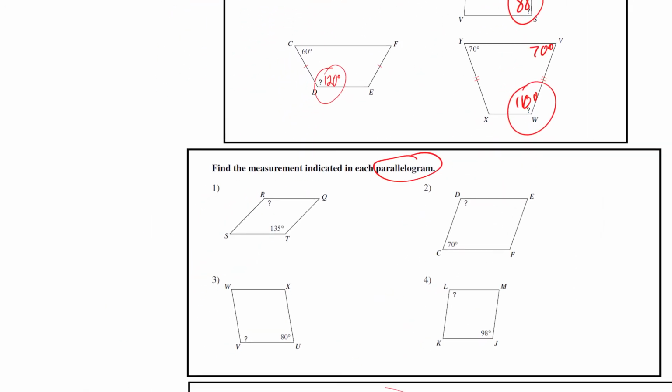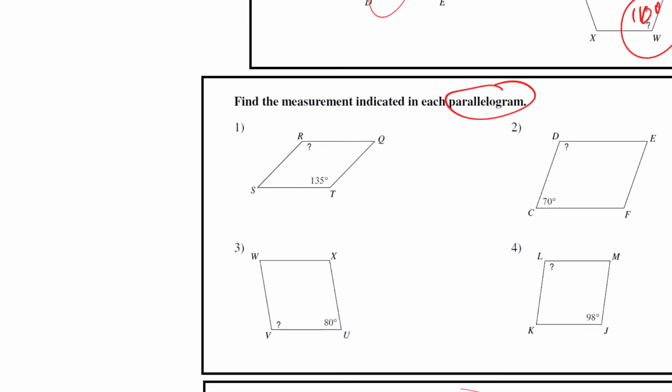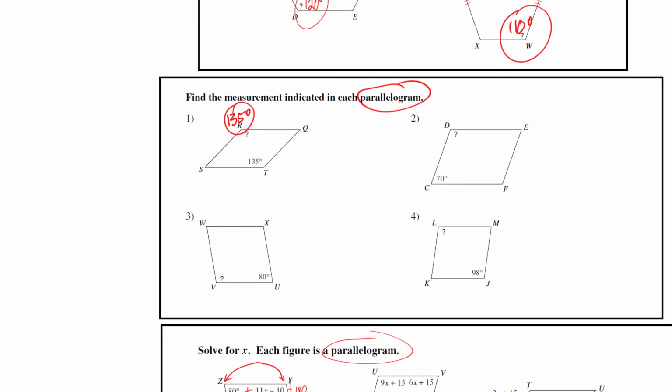Okay, on this one, these are parallelograms. So how big is angle R on number 1? It's 135 because in a parallelogram, opposite angles are congruent. Okay, how big is this angle on number 2? 110 degrees. This one would be 100 degrees, and this one would be 98 degrees.